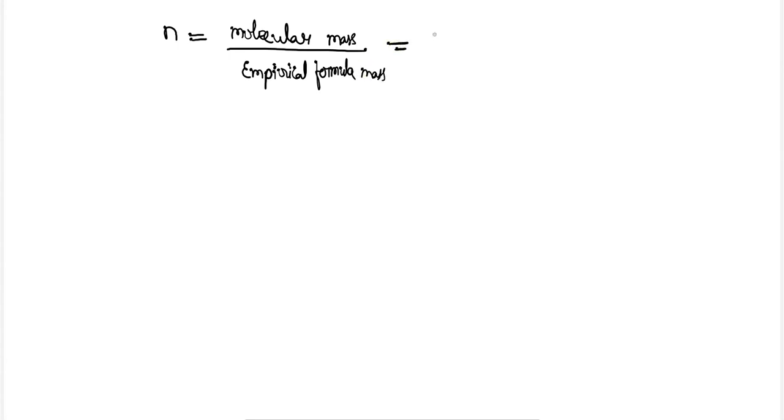So the molecular mass here, if I am taking out the molecular mass, then it will become 12 plus 1, molecular mass of the compound. Here it will be the molecular mass of the compound, and the compound found here is CH. So here the value will become molecular mass divided by empirical formula mass.